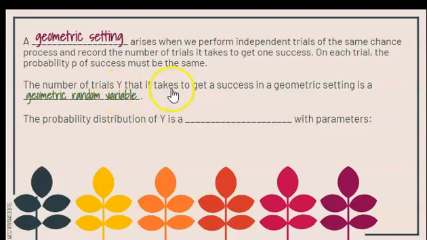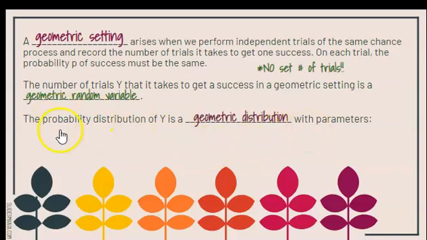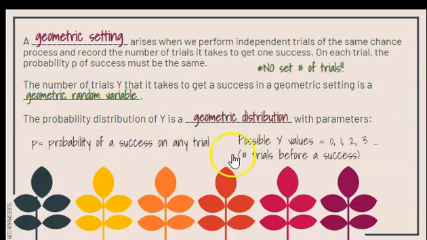The number of trials y it takes to get a success is the variable. It's the geometric random variable. So that's the big difference here, is we don't know the number of trials. That's what we're trying to find. That's the variable. So the probability of y is called a geometric distribution with these parameters. The probability of a success has to be the same for every trial, and the y values could be 1, 2, 3, all the way up to however many trials it takes to get the success. So there's really no ending value. It could take 20 trials before you get a success, right?